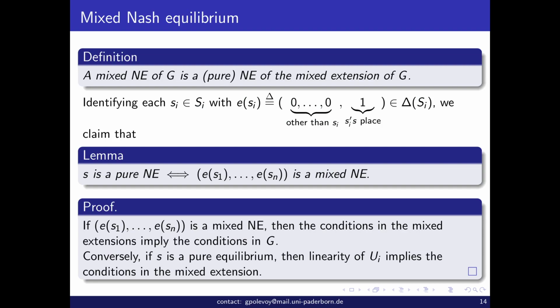And now we are getting closer and closer to proving the famous Nash theorem. Now we can first define what a mixed Nash equilibrium is. A mixed Nash equilibrium of a game is a pure Nash equilibrium of the mixed extension, because the mixed extension is also a game. So, as before, identifying a pure strategy with a certain mixed strategy, where with probability 1 the player plays this pure strategy, we can claim the following lemma.